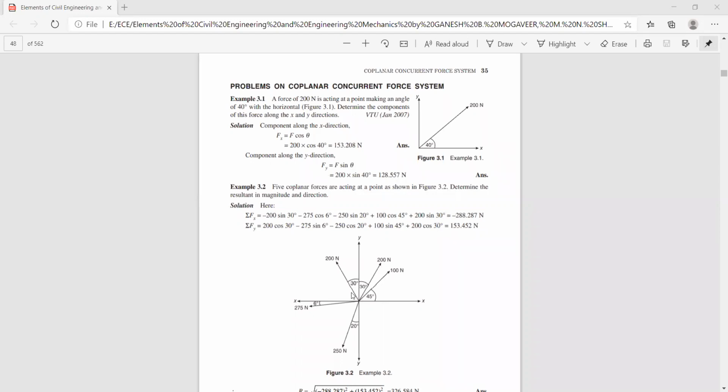Now this force, in the second quadrant, sigma F of x is negative, F of y is positive. So if I resolve this force, already it is minus 200 sine 30. Its vertical component will be plus 200 cos 30. You can see here, plus 200 cos 30.